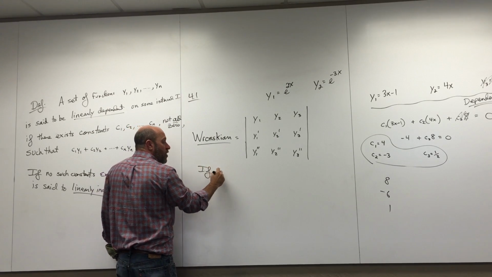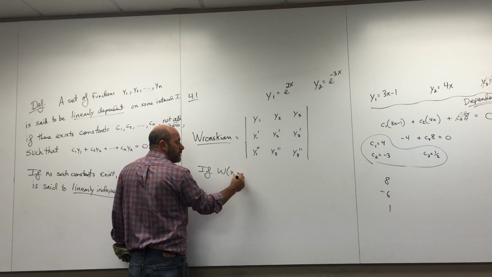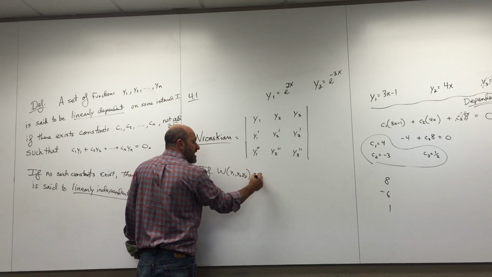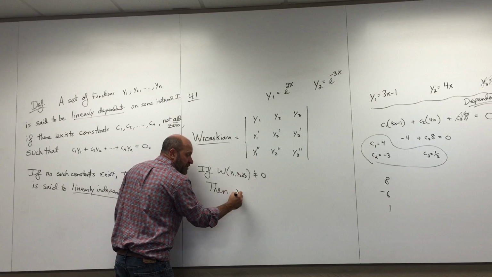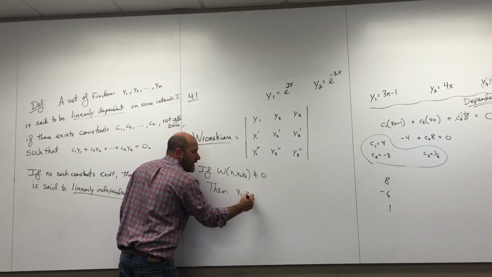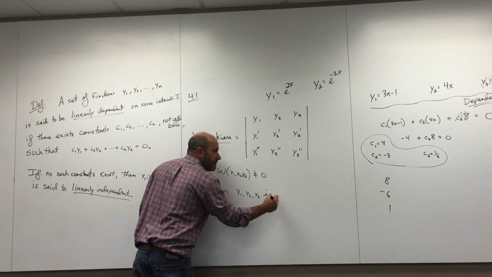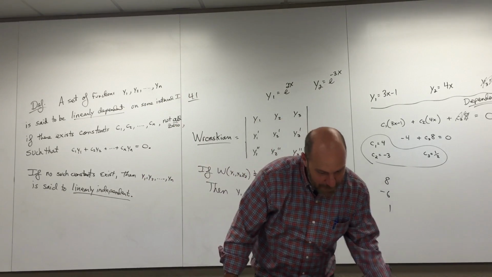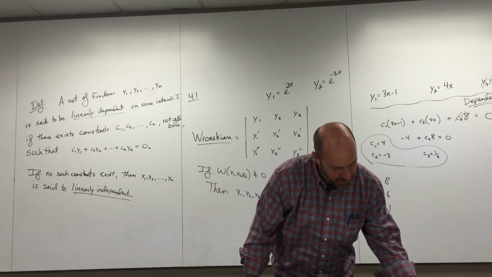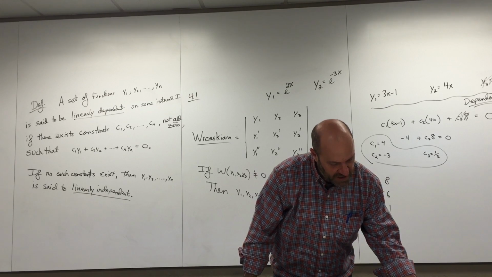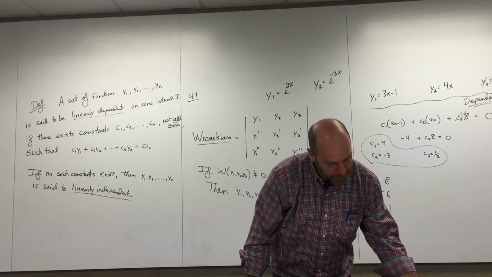If the Wronskian of this set of functions is not 0, then that set of functions is independent, I think. I better read this. You guys are supposed to be reading just ahead of me. Yeah. Let's see. When the Wronskian is not 0, they are independent. Right.